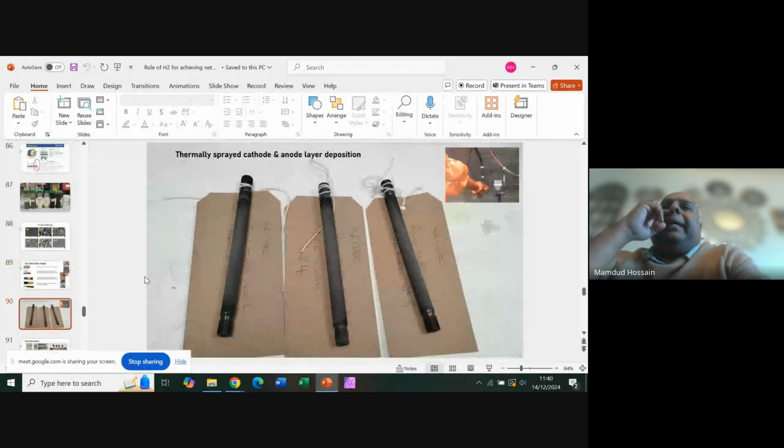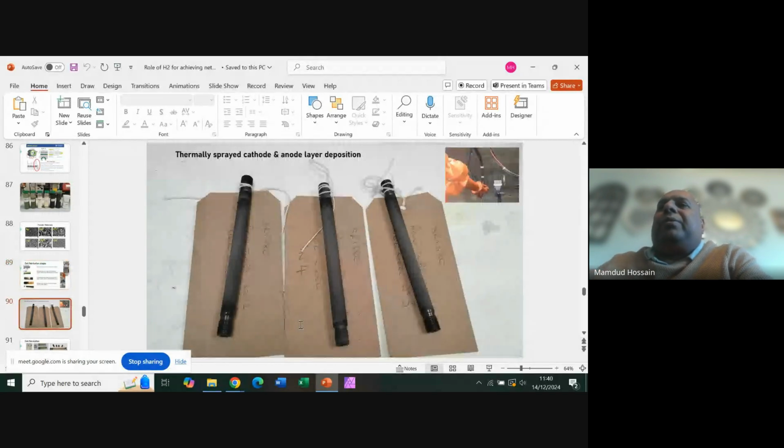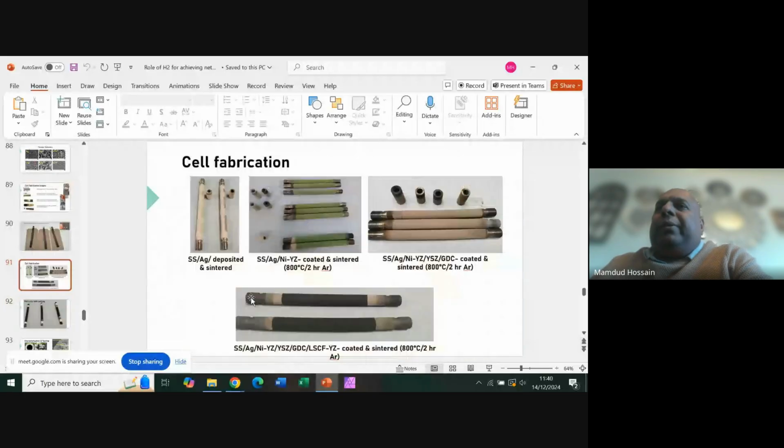We also did another method of spraying, which is called thermal spray, for anode and cathode layer deposition. We did dip coating manually, by hand in our lab here. A very simple technique. We just coat it, take it out, and do high temperature sintering, and then in some other tubes we have this type of thermal coating layer put on the tube. So we ended up with a tube, something like that.